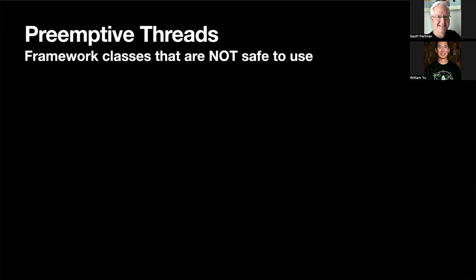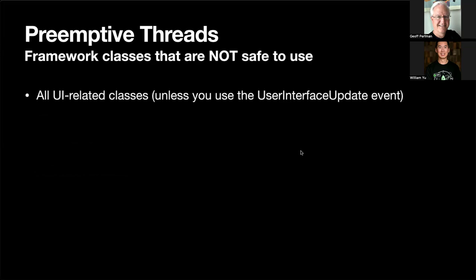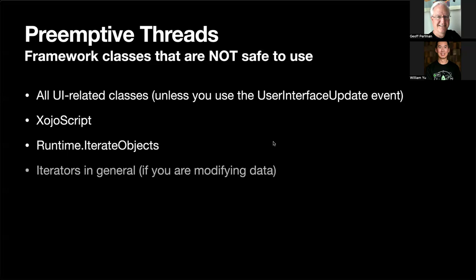Now, what about those that are not so safe? Again, all of the UI related classes are not safe unless you use them with the user interface update event. So you do have a workaround for that. Just use them through that event. Xojo script is not currently safe to use. It may eventually be, but it's not at the moment. Runtime.iterate objects, I don't know how many of you have used that. It's pretty low level, but that is not safe to use in the preemptive thread.